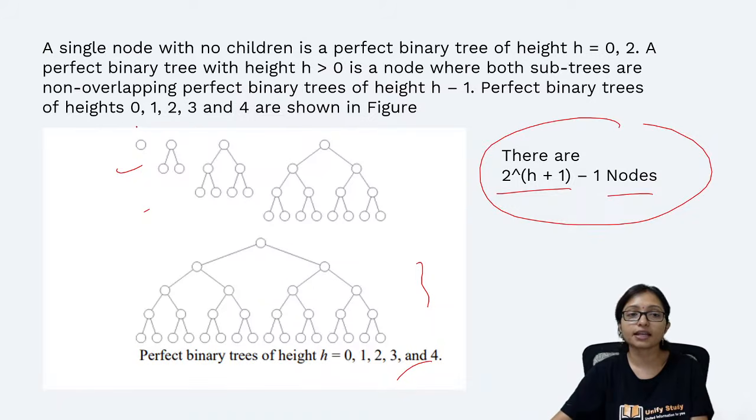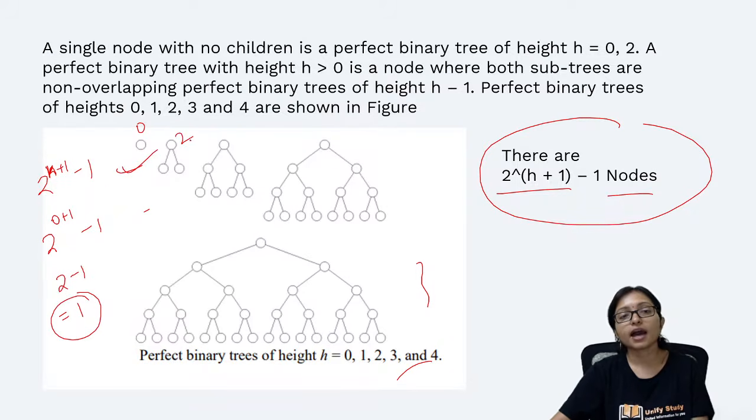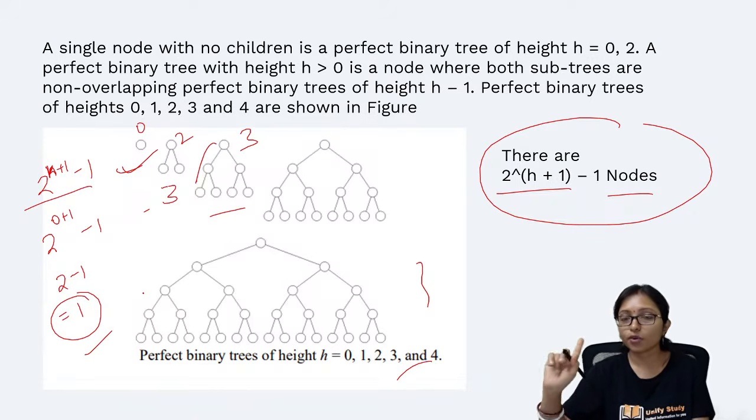You can see here the height is 0. So if I apply 2 to the power h plus 1 minus 1, that means 2 to the power 0 plus 1, which is 2 to the power 1, which is 2, minus 1, that is 1. So there is 1 node. Here, if you put height 2, then you will get 3. Here what is the height? If you put height 3, then you will get this one. This is a very important formula.